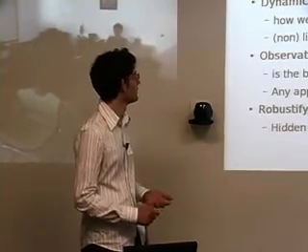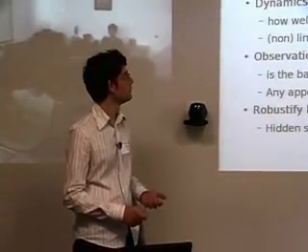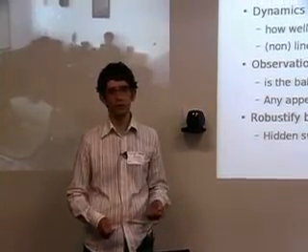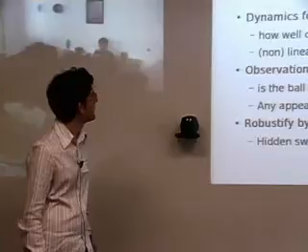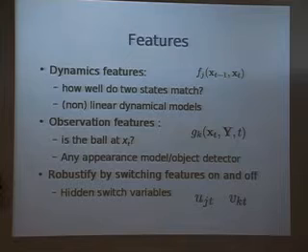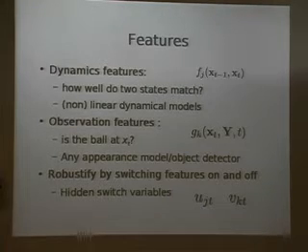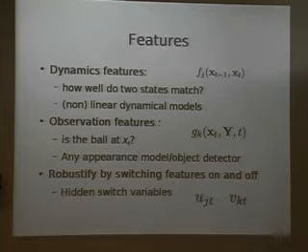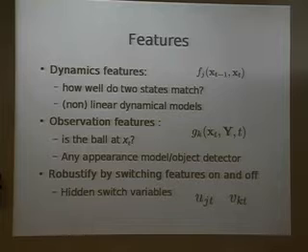So, for example, if you knew about linear or nonlinear dynamics, it could just be, do these 2 states match according to this dynamical model? And then the other sorts of features are observation features. So these take the image sequence or observations and give a guess as to what the location of the ball might be. So this, in principle, could be any sort of appearance model or object detector. So if you have some black box that takes an image and spits out a guess as to where the ball is, maybe based on color or shape or any one of those things.